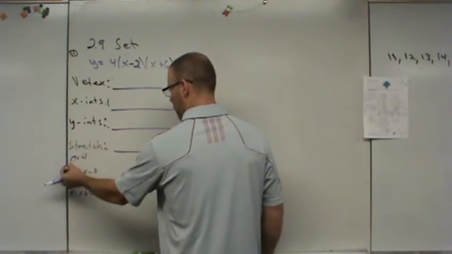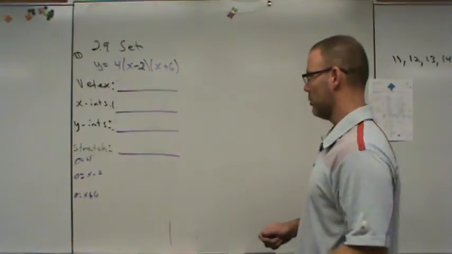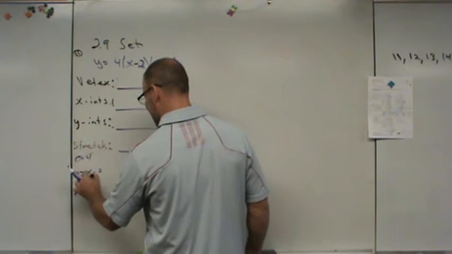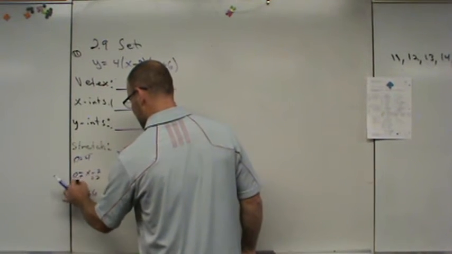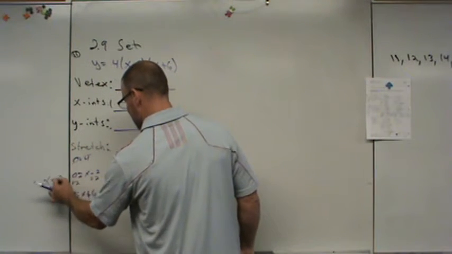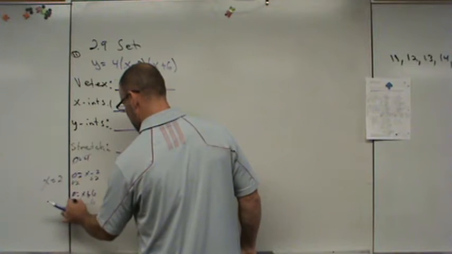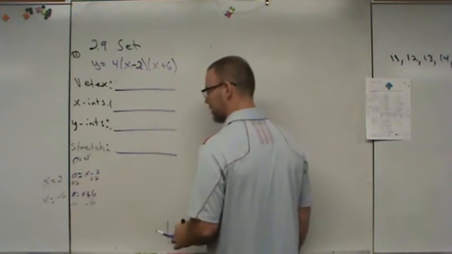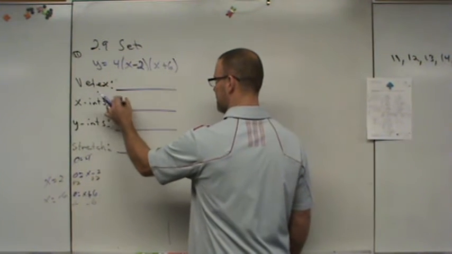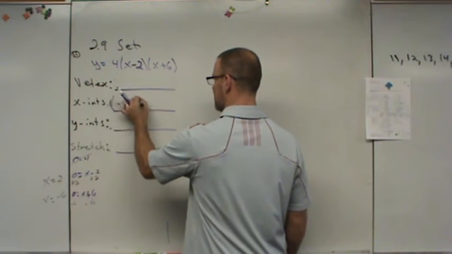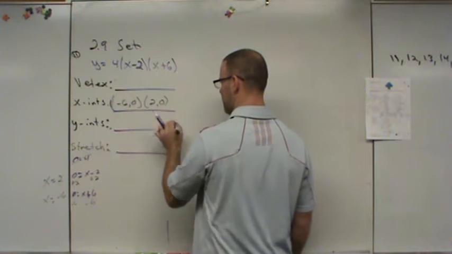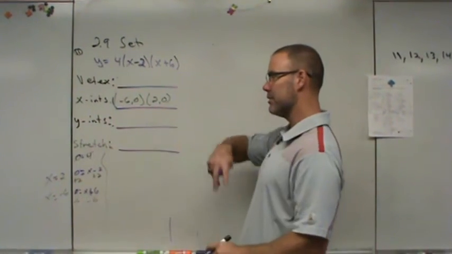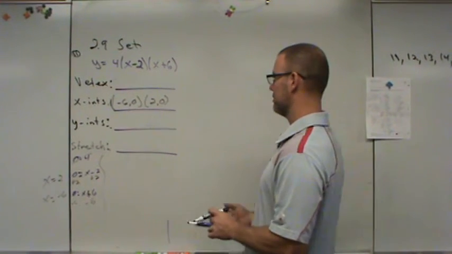Well, 0 equals 4, even though that's a factor, doesn't really help us out. We can't solve for anything, so we just negate that. The next one, we add 2 to both sides and we get x equals 2, and the next one, we subtract 6 from both sides and get x equals negative 6. So our x-intercepts end up being negative 6 and 0, and 2 and 0. Okay, great, that's done. The next thing we did in the work is we found our axis of symmetry.